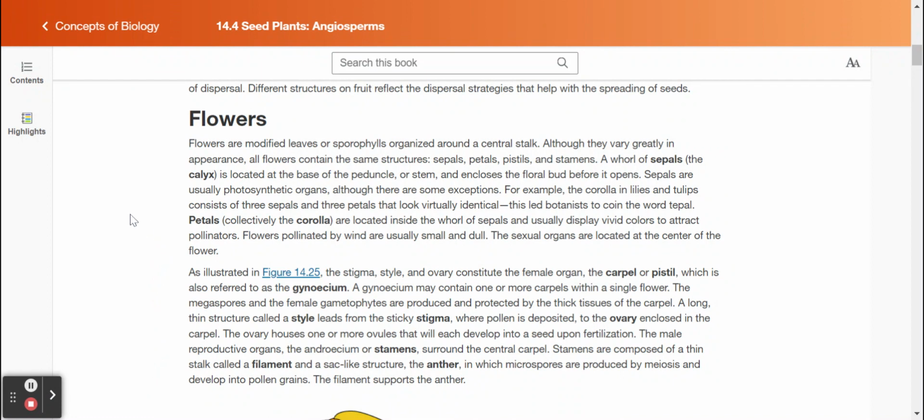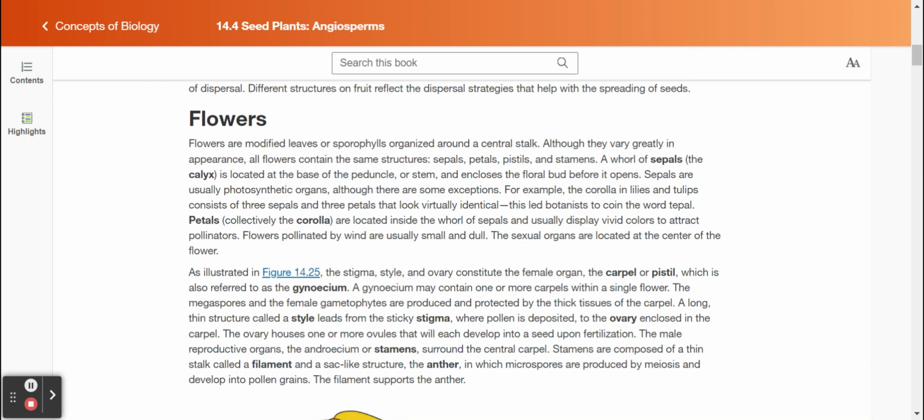Flowers. Flowers are modified leaves or sporophylls organized around a central stalk. Although they vary greatly in appearance, all flowers contain the same structures: sepals, petals, pistils, and stamens. A whorl of sepals, the calyx, is located at the base of the peduncle or stem and encloses the floral bud before it opens. Sepals are usually photosynthetic organs, although there are some exceptions. For example, the corolla in lilies and tulips consists of 3 sepals and 3 petals that look virtually identical. This led botanists to coin the word tepal.